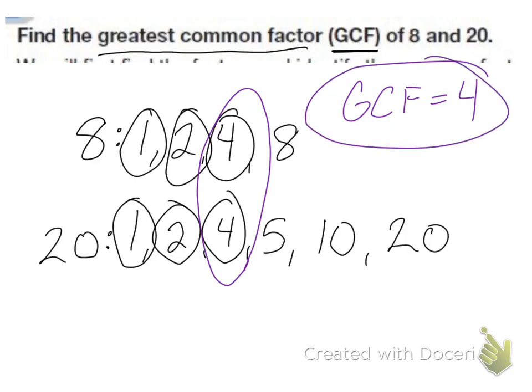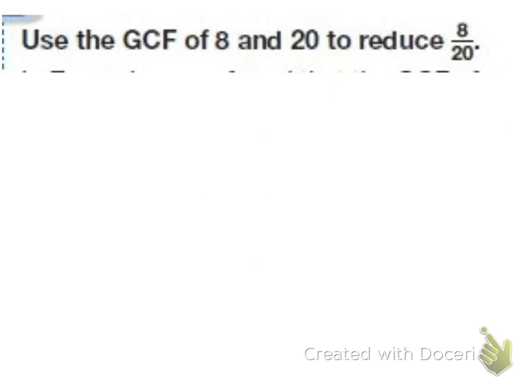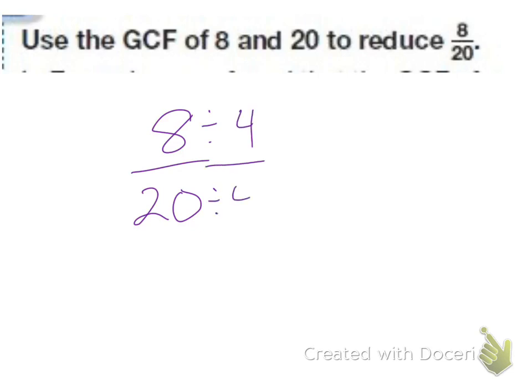We can also use greatest common factors to help us reduce fractions. It says use the greatest common factor of 8 and 20 to reduce 8/20ths. We found out the greatest common factor is 4, so we're going to take 8/20ths and divide the top and the bottom by 4. 8 divided by 4 is 2, and 20 divided by 4 is 5.